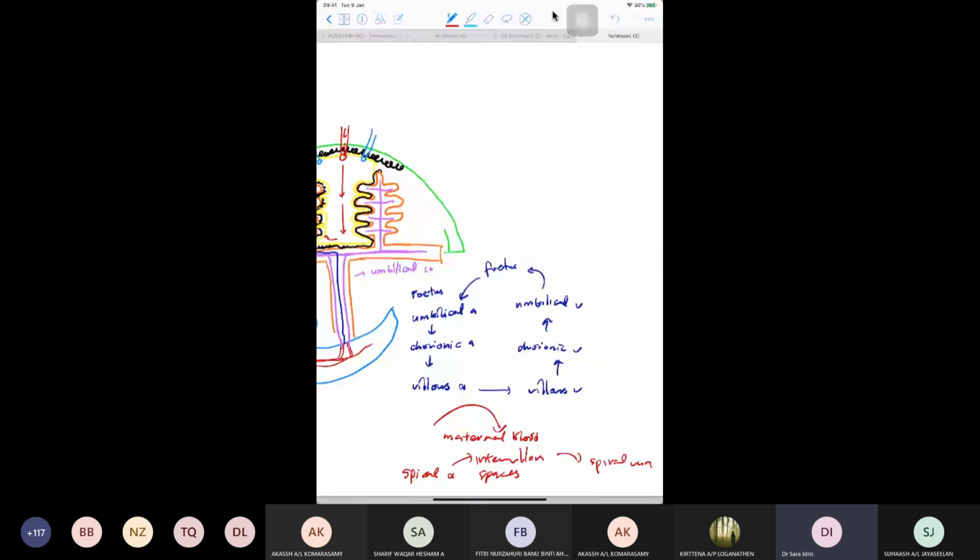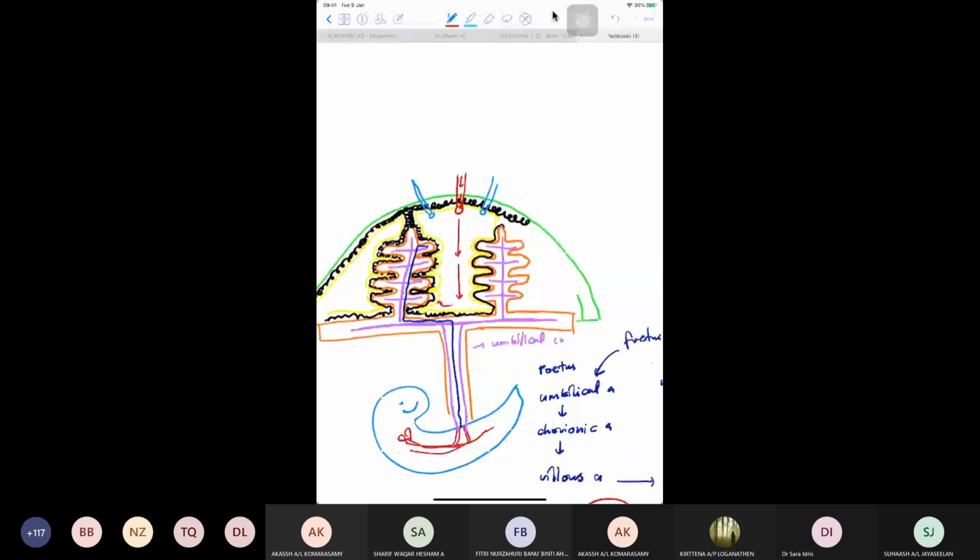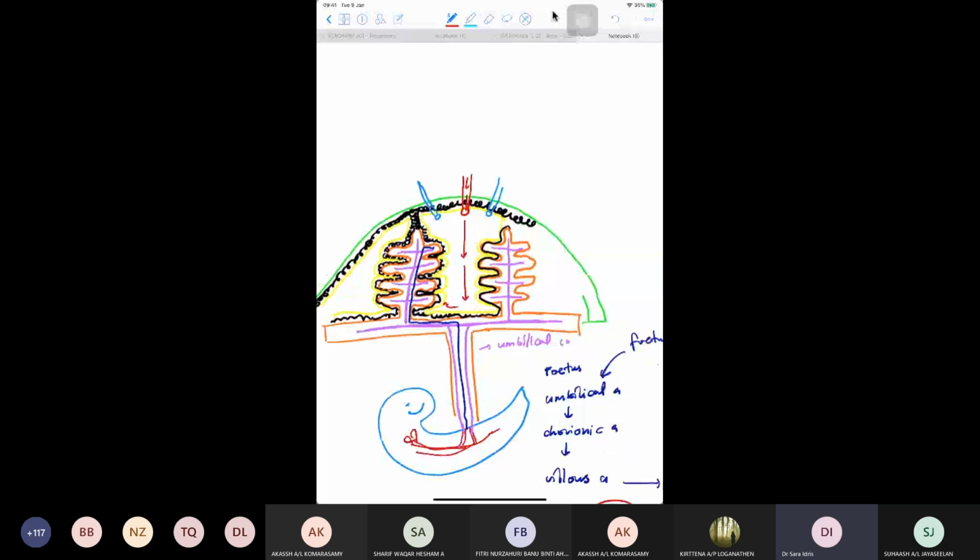So for the mother, it will go into the intervillus spaces. For the baby, or for the fetus, it will go into the villus only. It does not mix together. Okay? Any questions so far?